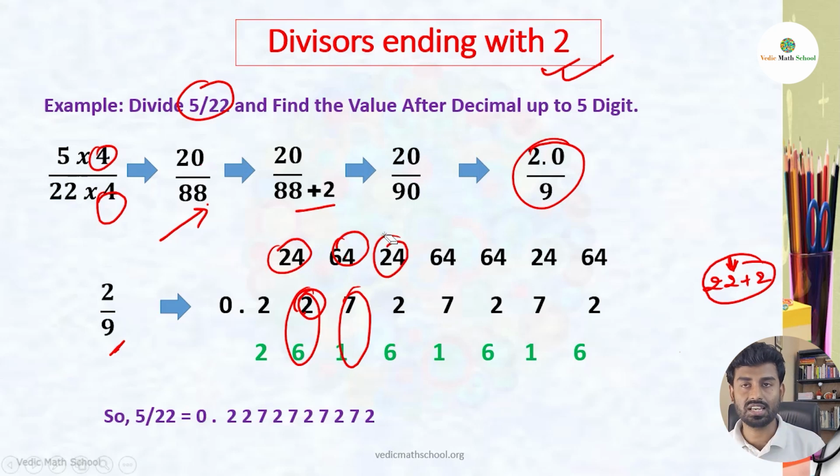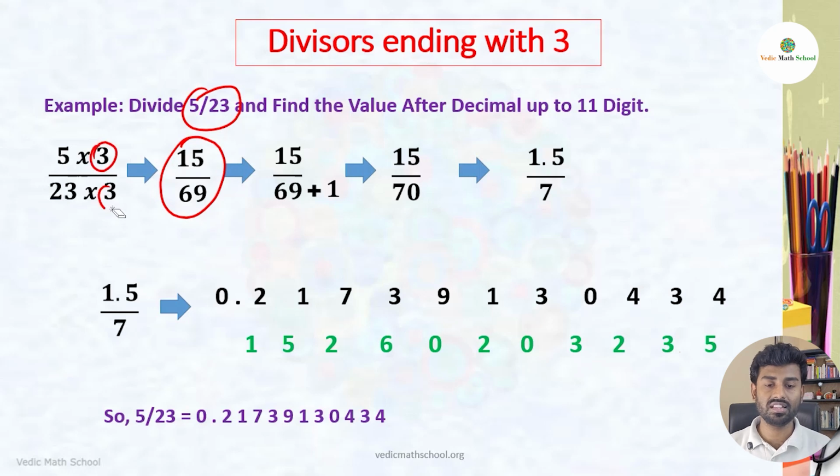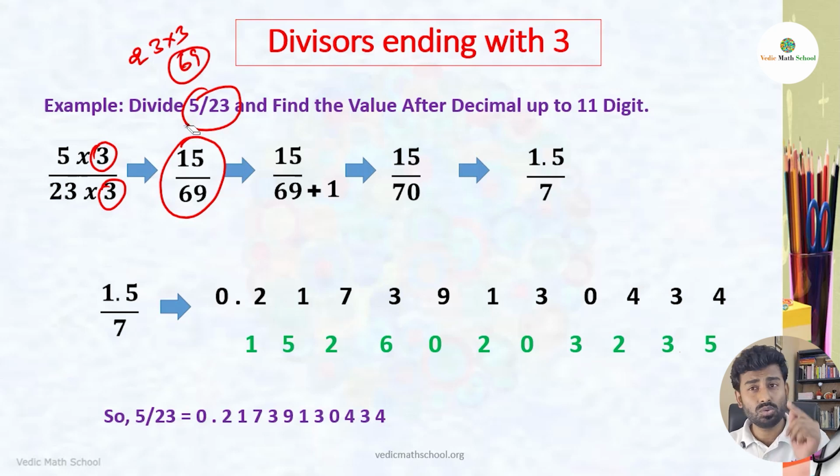So the process is the same. You are only converting this 2 into 8, you can convert the 4 as well, and you can convert the 3 as well. If the number is 5 upon 23, convert this into 9. So what I did, I multiplied with 3. This 23 multiplied by 3 gives 69, right? So this number is ending with 9, and we know the rule of 9.